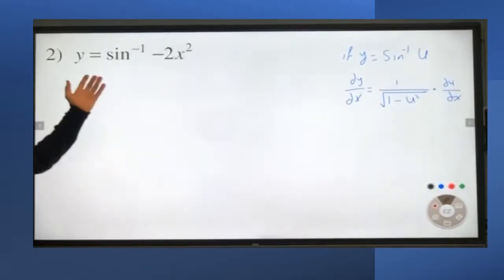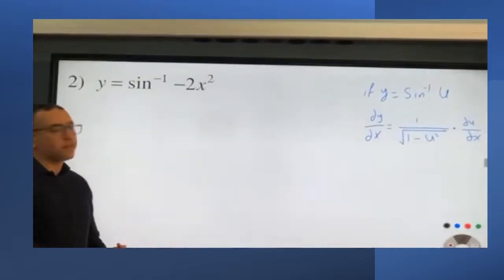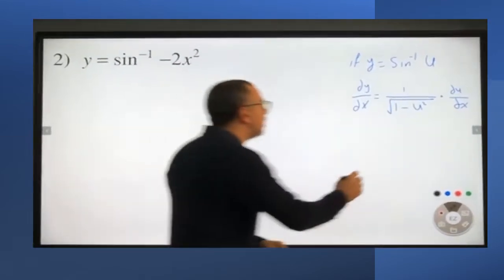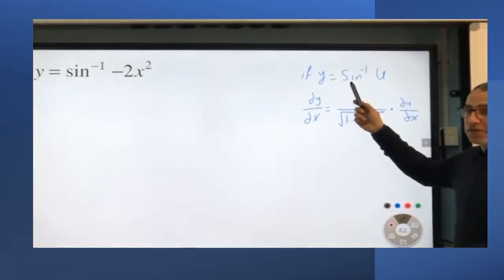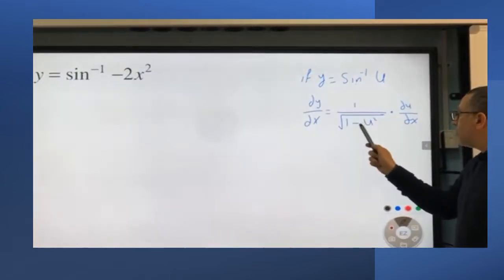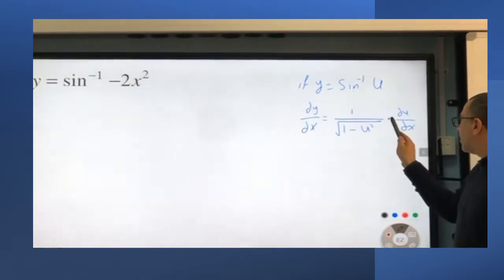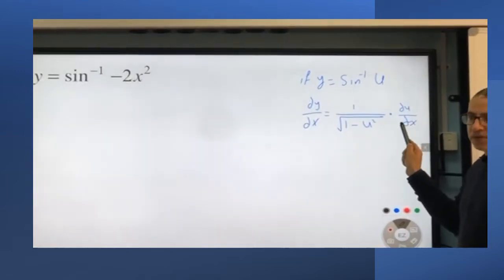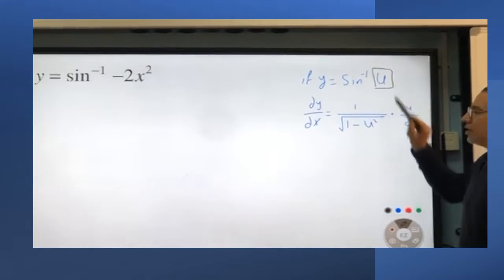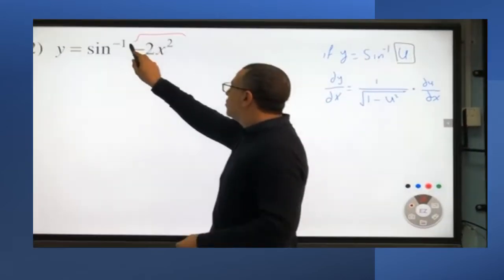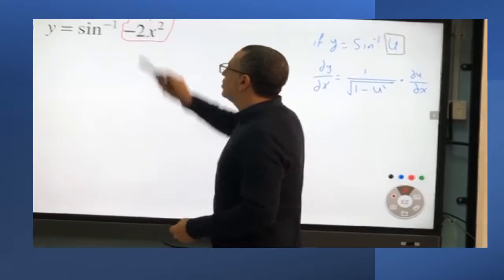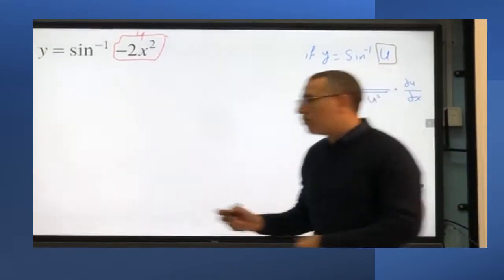Find the derivative of y is equal to inverse sine of negative 2x to the power of 2. We all know that the derivative of y in case of an inverse trigonometric function of sine is 1 over the root of 1 minus u squared, multiplied by the derivative of u with respect to x. What is u? It is the function. So u here is negative 2x squared. This is u.